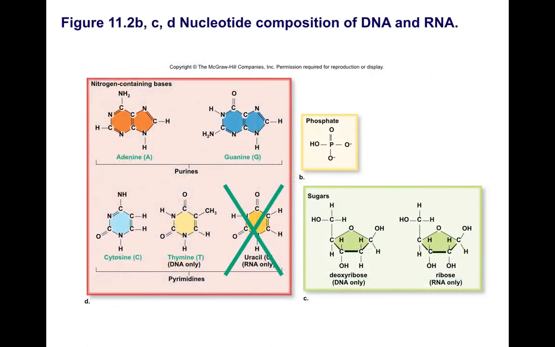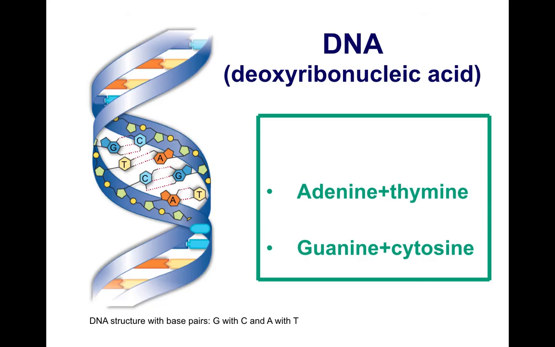So, the bases are marked inside this red box on the left-hand side, and ignore the uracil for now. So we have adenine, which binds with thymine, and guanine, which binds with cytosine. And their binding is very important. So just to remind ourselves, adenine and thymine go together. And guanine and cytosine go together.